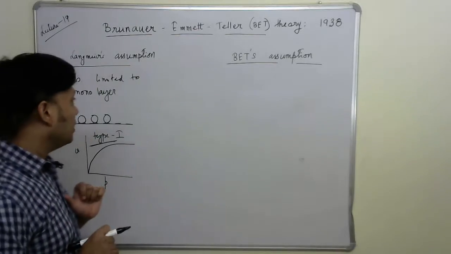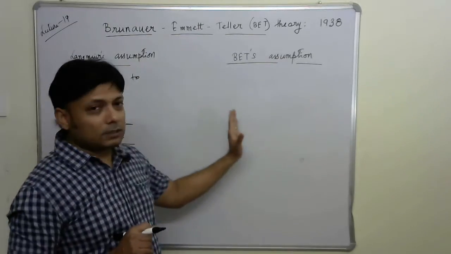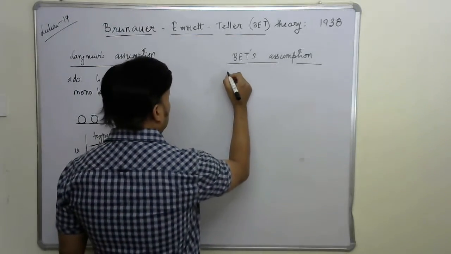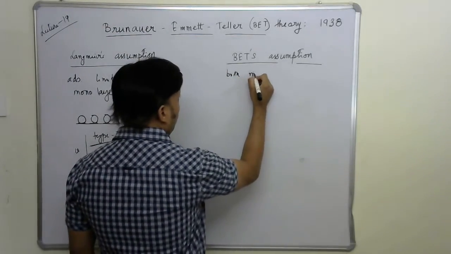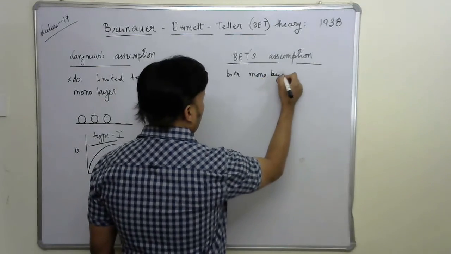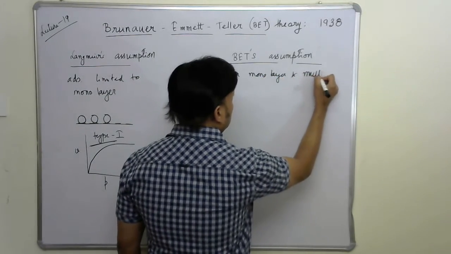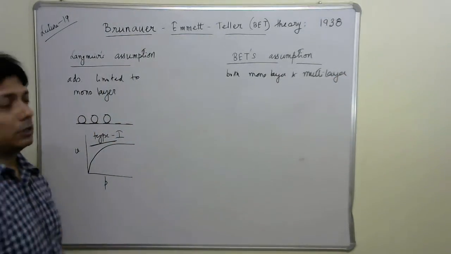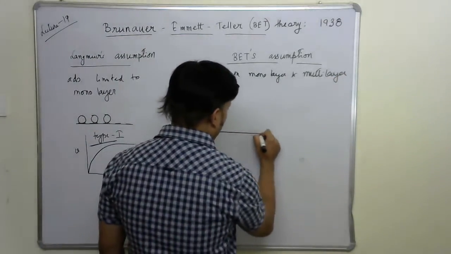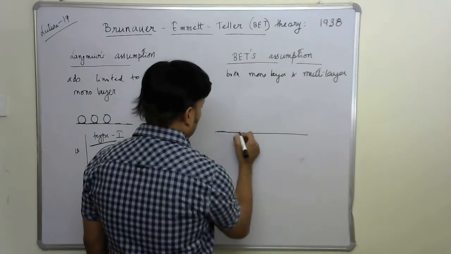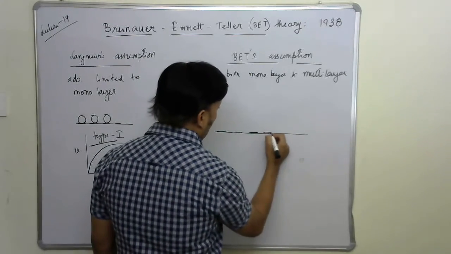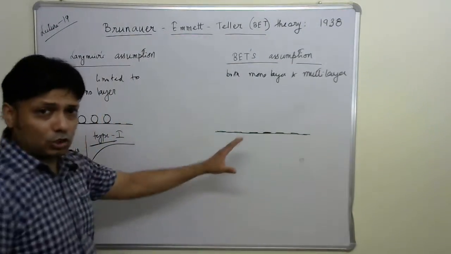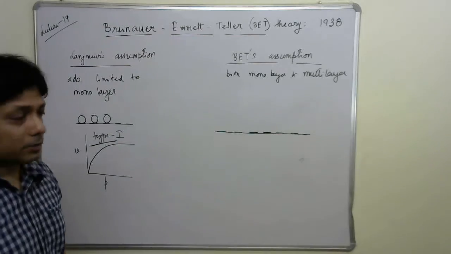All right, so now BET's assumption was that both monolayer and multilayer adsorption take place simultaneously, and not only that, how many multilayers are possible? The answer is they assume an infinite number of multilayers.